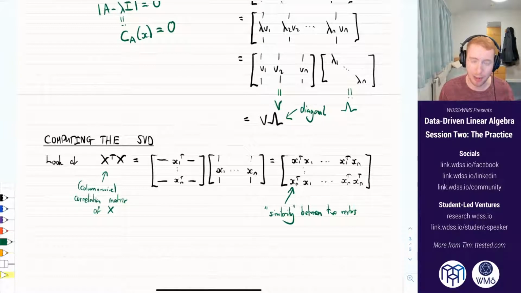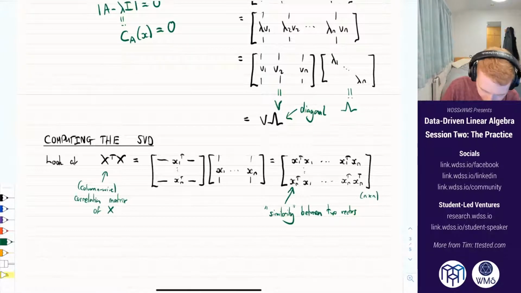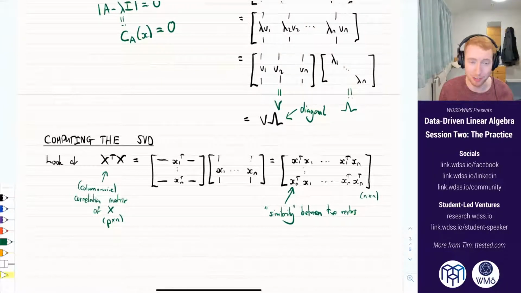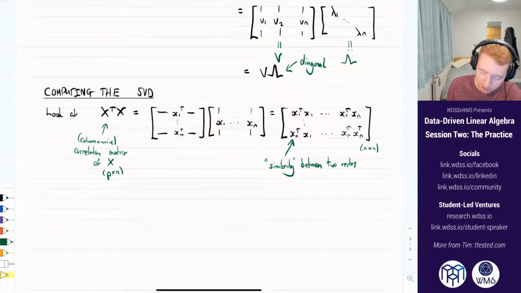So, for example, back to the faces example, where each of these x's represents someone's face, if x_i transpose x_j was big, that means there's a lot of similarity between the ith person and the jth person's face. So this captures all those interactions in one single matrix. And what's nice is that this matrix is n by n, whereas x itself was a p by n matrix. So all that information is captured in a smaller matrix, which is really nice.